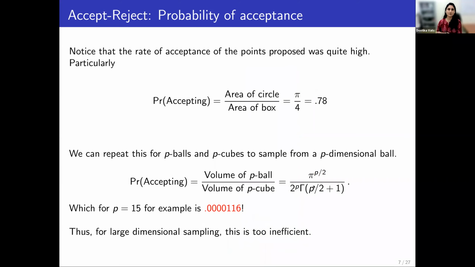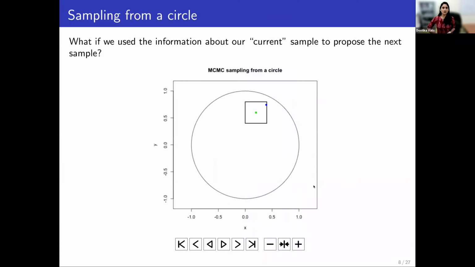Okay, so what can we do? Can we be slightly smarter? What if we use the information about a current sample to propose the next sample? Currently, I have the same circle I want to sample from, but now instead of encapsulating the whole circle, I just put a small box around where I am.